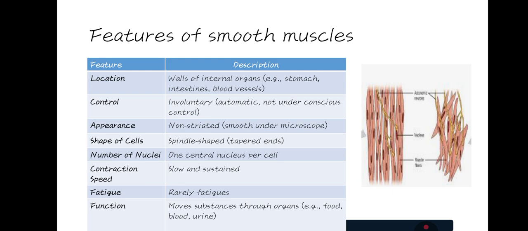Coming to the features of smooth muscles. Features and descriptions. The locations: the wall of internal organs, for example stomach, intestine, and blood vessels. Coming to the control, that is involuntary, automatic, not under conscious control. Appearance is non-striated, smooth under microscope. The shape of cells is spindle shape, that is tapered ends. The number of nuclei is one central nucleus per cell, and contraction speed is slow and sustained. Fatigue: rarely fatigues. Functions: move substances through organs, for example food, blood, and urine.